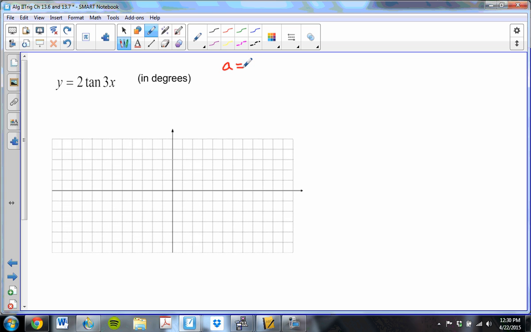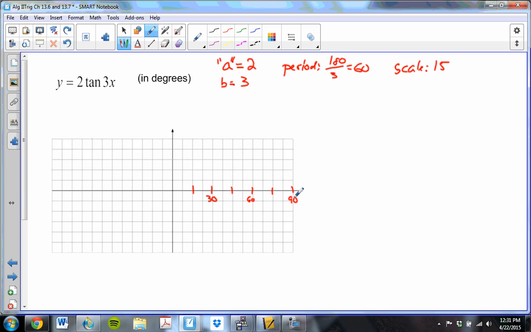Right now my A value is 2, that's my amplitude, and my B value is 3. So the period, since I'm doing this in degrees, is 180 over 3, which is 60. If I divide that by 4, my scale is going to be 15s. I'm going to count by 15s. So 15, 30, then 45, 60, 75, 90.